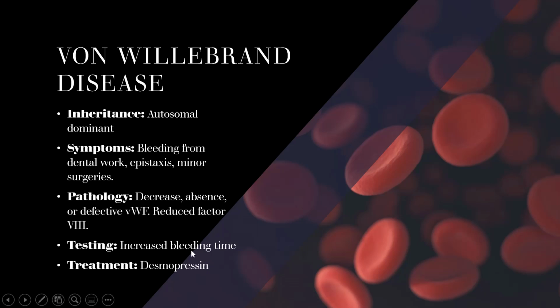To test this, the USMLE is going to test you on the bleeding time. Now, in practice, this is never actually done because it's very inaccurate and there are just better ways. But it's an increased bleeding time, and you'll notice that with all the platelet diseases, there's going to be increased bleeding time. The treatment, as far as USMLE Step 1 goes, is desmopressin. Desmopressin, DDAVP, helps the granules and Weibel-Palade bodies secrete more von Willebrand factor, thus upregulating it in the blood.